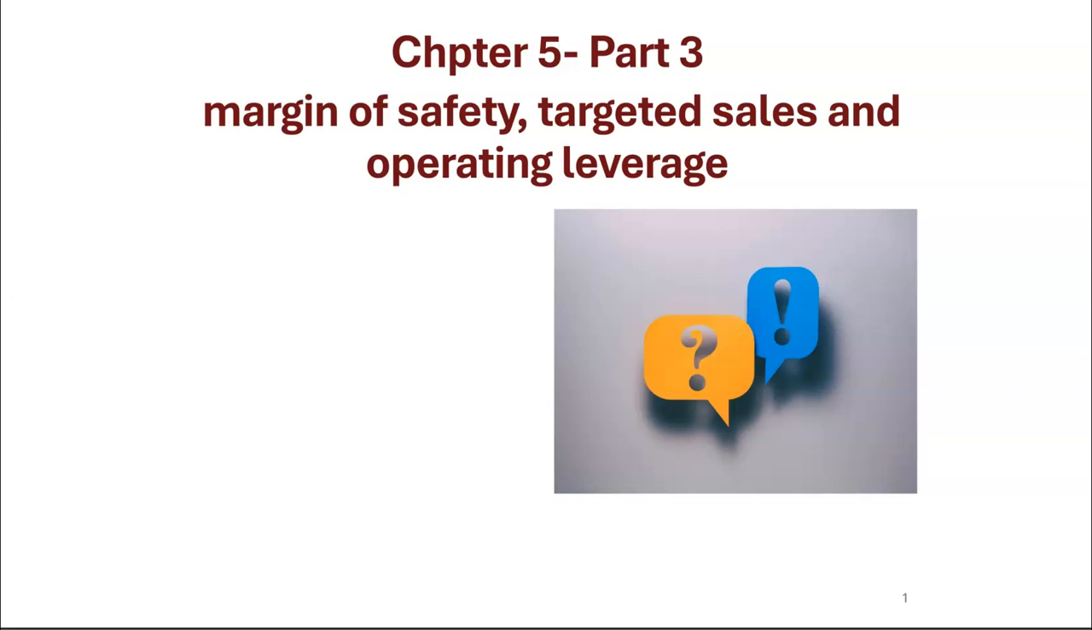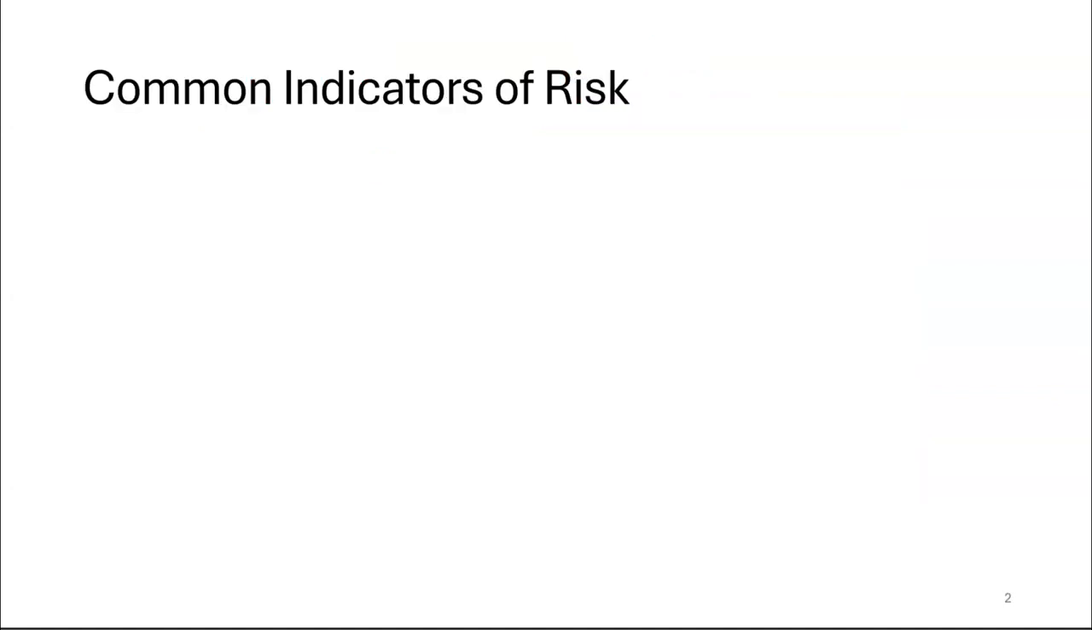Chapter 5, Part 3. Now we're going to look at margin of safety, targeted sales, and operating leverage. All of these use the contribution margin, so that's why we had to go over that first, and we will review that. Now, common indicators of risk.